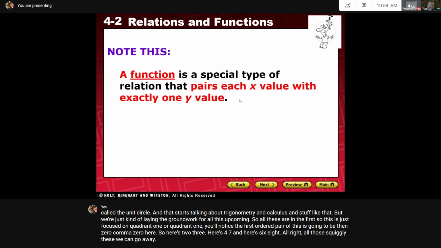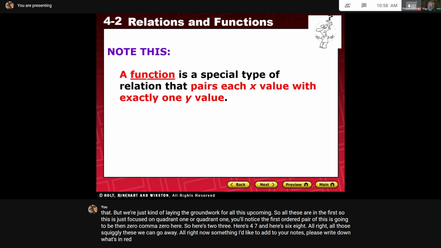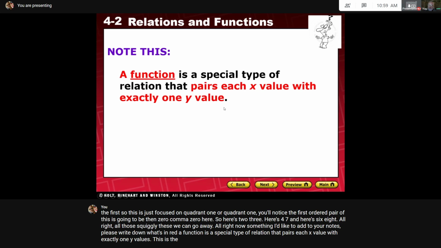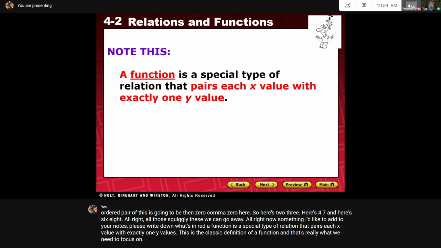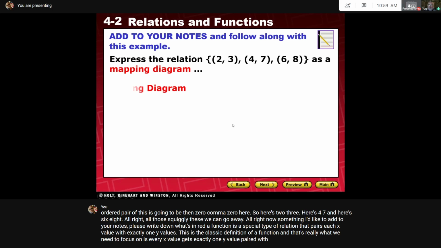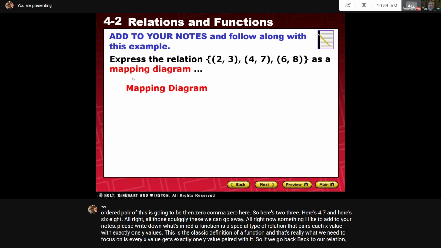All right. Now, something I'd like you to add to your notes, please. Write down what's in red. A function is a special type of relation that pairs each x value with exactly one y value. So this is the classic definition of a function. And that's really what we need to focus on, is every x value gets exactly one y value paired with it.